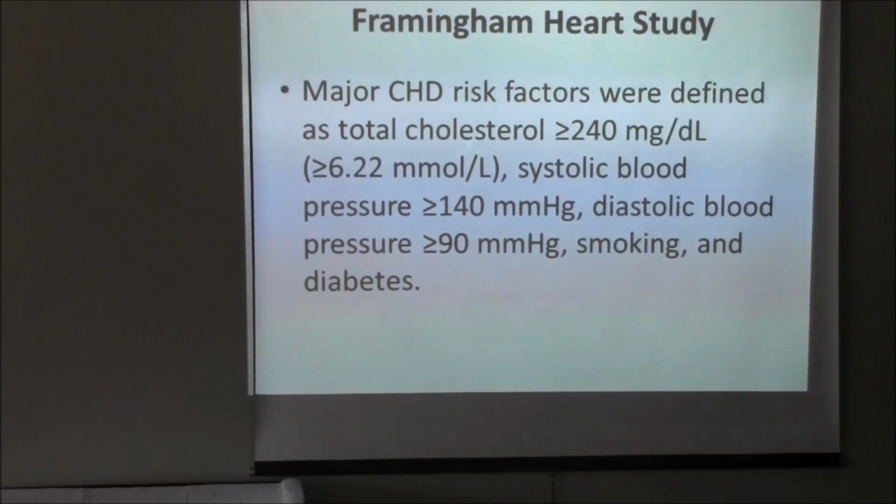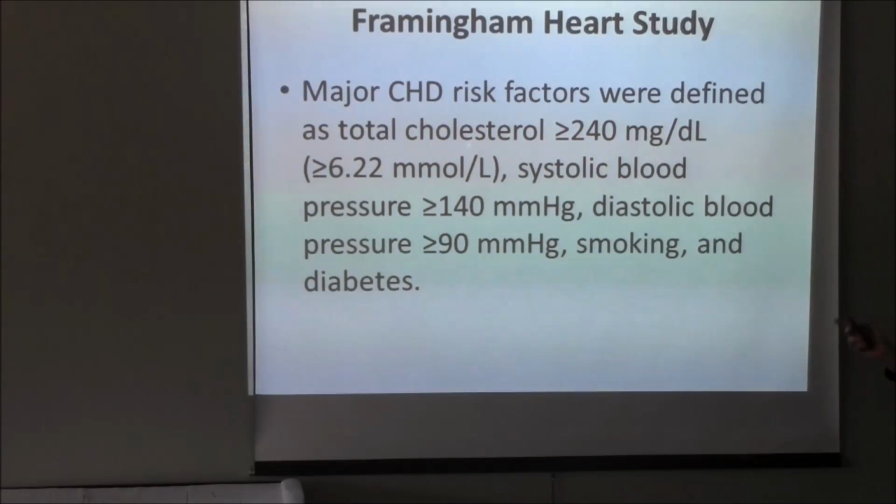The major cardiac risk factors were defined as a cholesterol greater than or equal to 240, systolic blood pressure greater than 140. We'll talk about blood pressure parameters, but the recommendation from JNC7, which is an evidence-based guideline based on a lot of other research, is that anyone without diabetes should have a blood pressure less than 140 over 90.